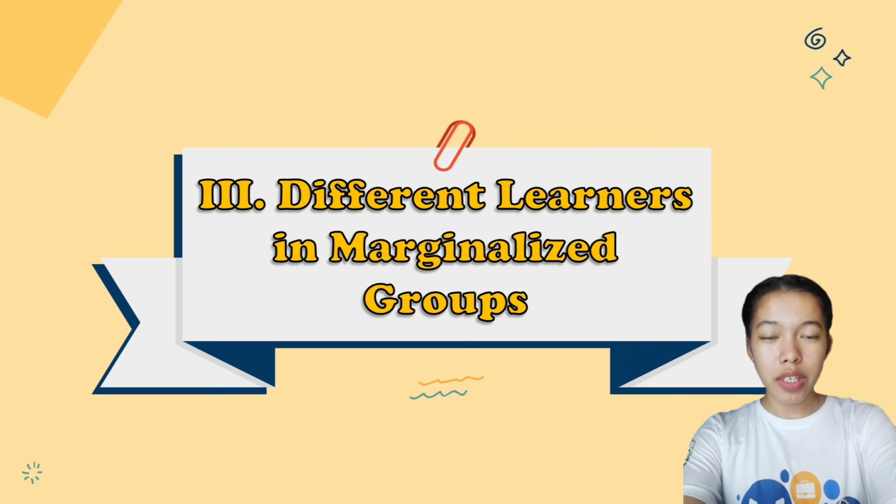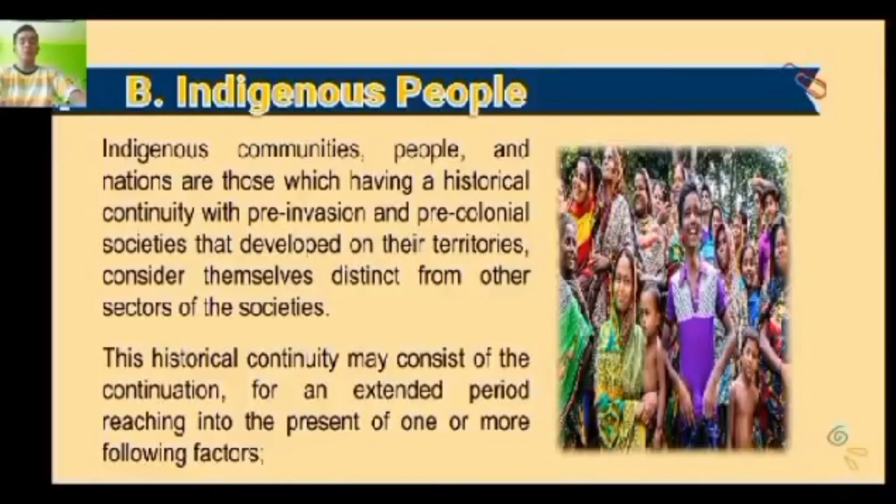Now we will discuss the different learners and marginalized groups. Another type of learners in marginalized groups are indigenous people. Indigenous communities, peoples, and nations are those having a historical continuity with pre-invasion and pre-colonial societies that developed on their territories, and consider themselves distinct from other sectors of the societies.